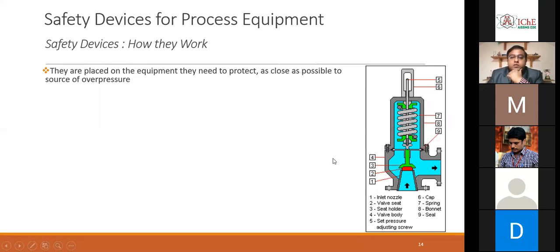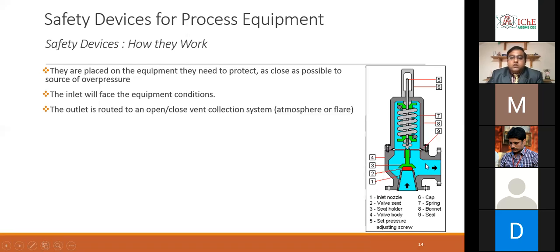If you see, they are placed on the equipment they need to protect, as close as possible to the source of overpressure. So if I need to protect a vessel, I will not put this one 5 kilometers down on a pipeline and say that my vessel is protected. No, if I need to protect the vessel, I need to put it on the vessel. Then it is more effective. The inlet will face the equipment condition. So this is where the inlet of the vessel will be. It will always see the inlet operating conditions, this part.